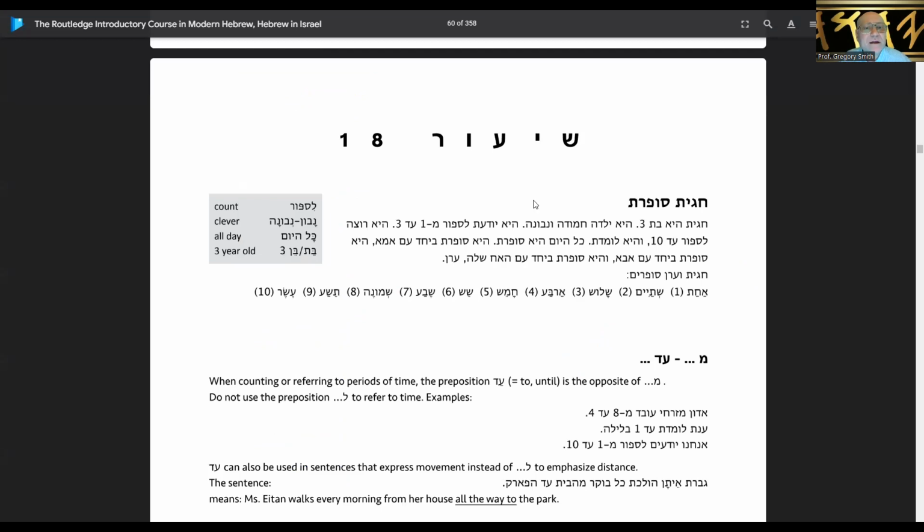Okay, so let's take a look again at our words. We have lispor for count. How about navon, which is clever? Navona, that's feminine singular clever. Okay, and then kol hayom. I think that's kol hayom.